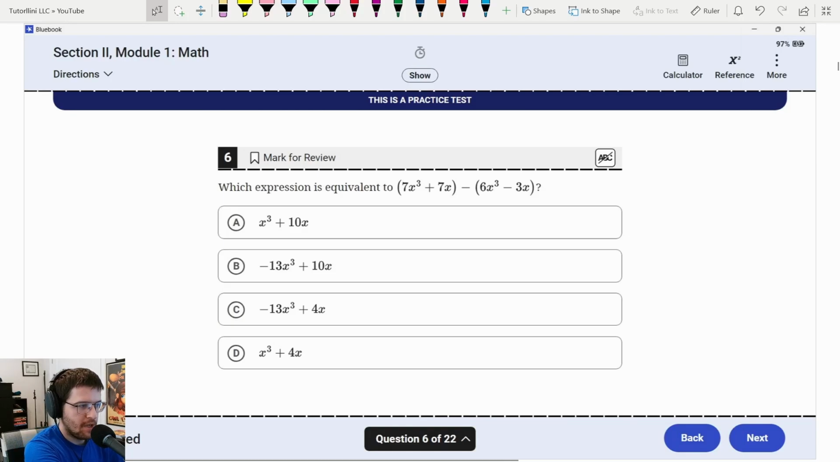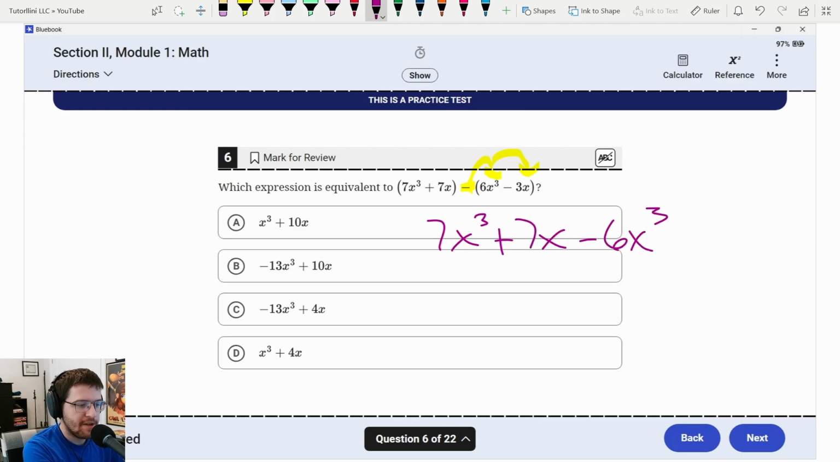Okay, question 6. So when we subtract polynomials, we have to be very careful to distribute the minus sign to this parentheses on the right. So we've got 7x cubed plus 7x minus 6x cubed. And then negative times negative 3x, that's plus 3x.